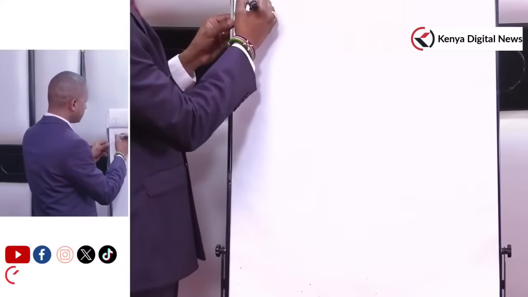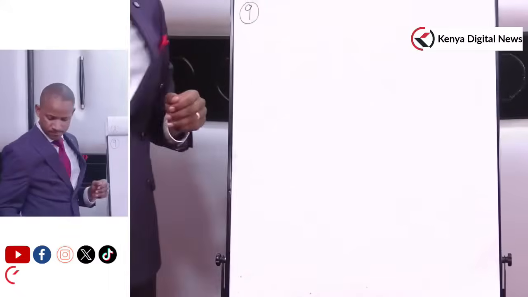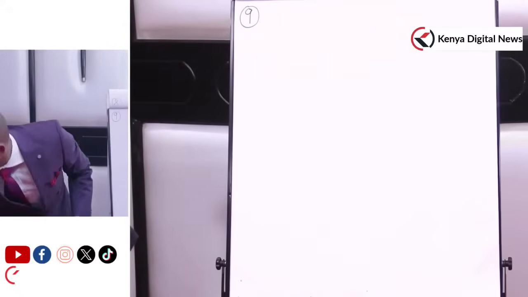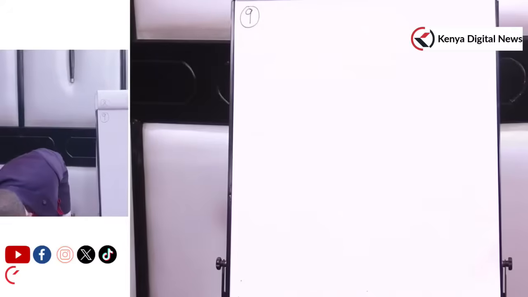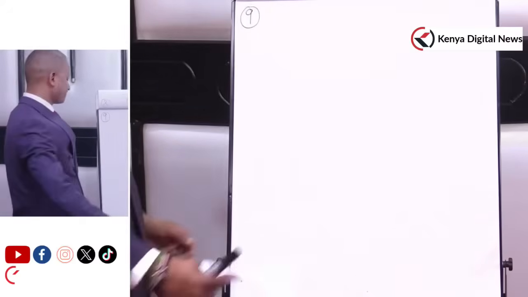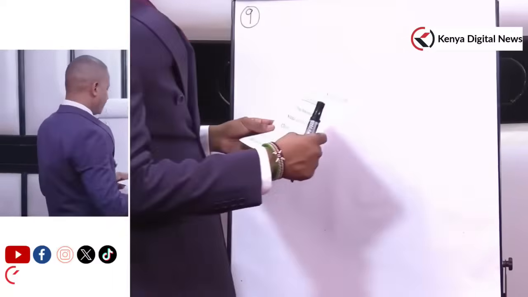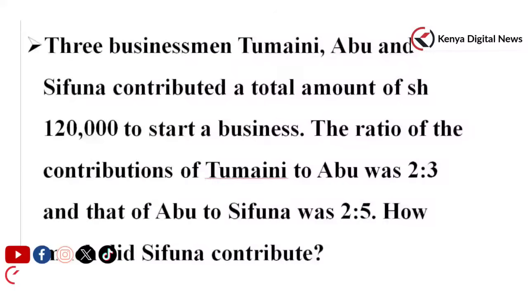Question 9. Three businessmen, Tumaini, Abu, and Sifuna, contributed a total amount of 120,000 to start a business. The ratio of their contributions of Tumaini to Abu was 2 to 3, and that of Abu to Sifuna was 2 to 5. How much did Sifuna contribute?